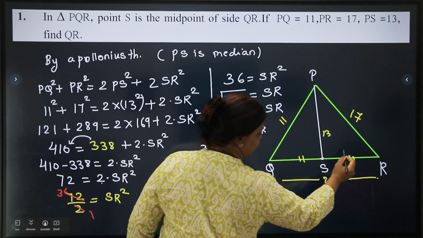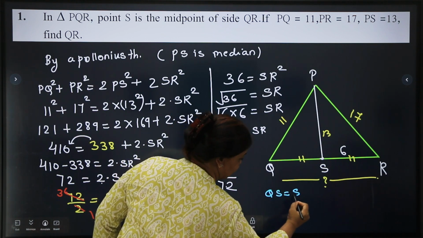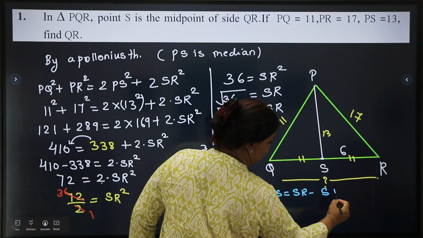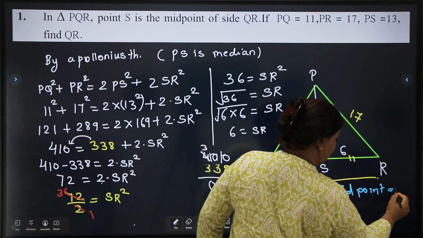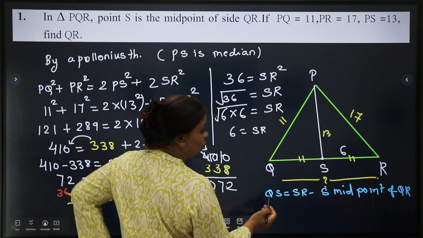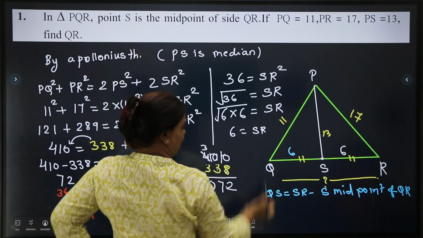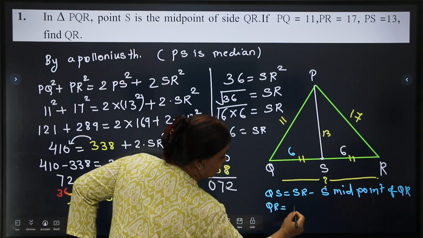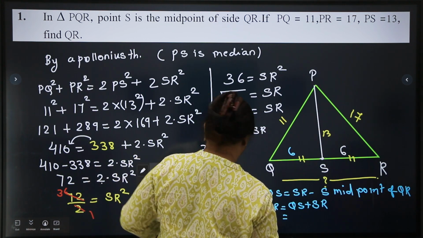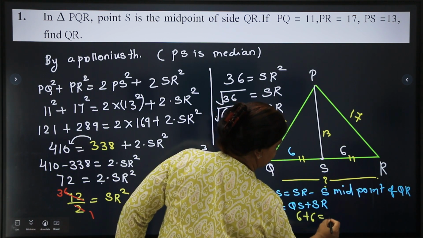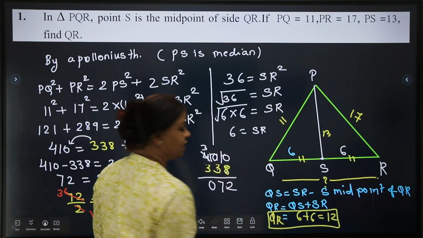We got SR as 6, but we know that QS is equal to SR. Why? Because S is midpoint of QR. So even QS will be 6. So to find QR, because the question says find QR, QR is equal to QS plus SR, which will be equal to 6 plus 6, that is 12. So we got QR as 12. You can pause the video and you can solve the sum, children.